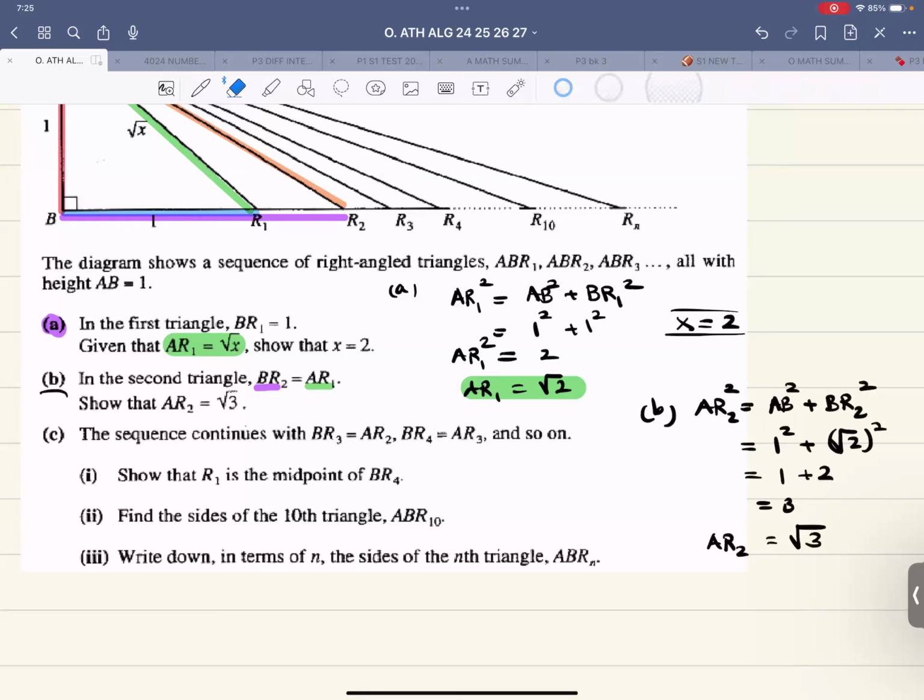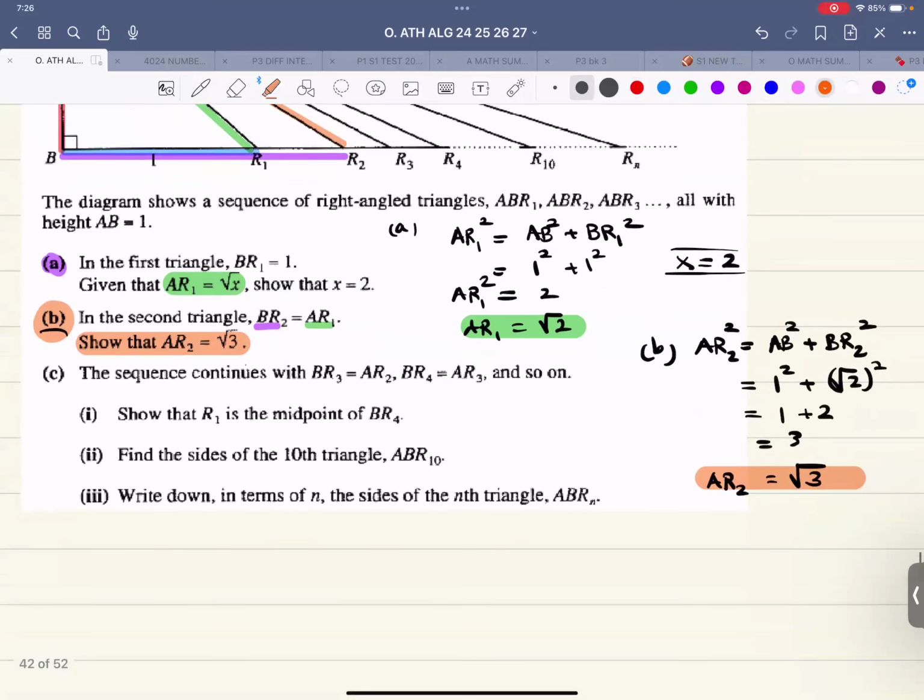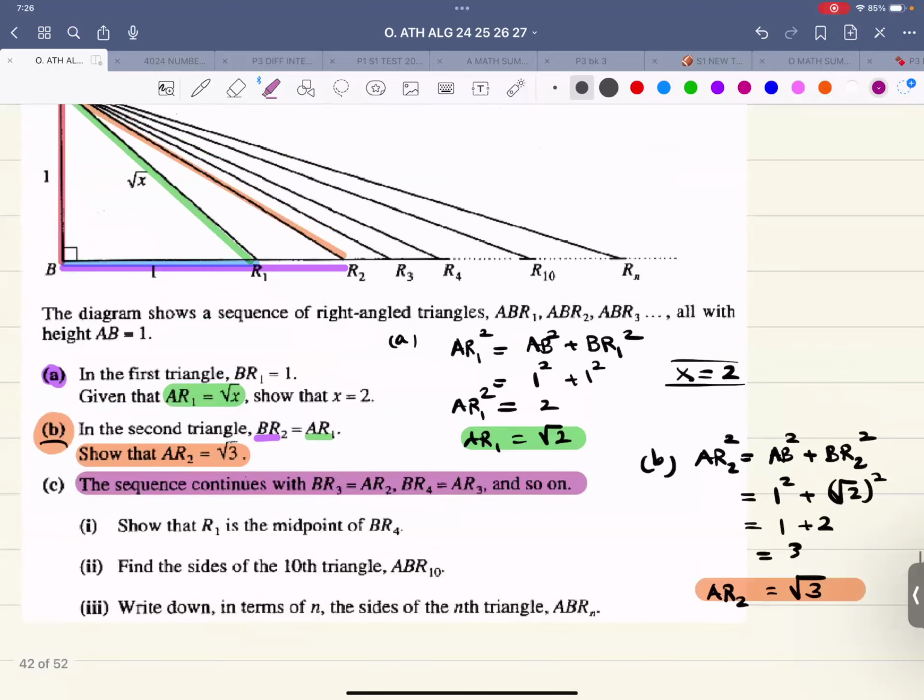Let me write it very clearly so that there is no confusion. So therefore, I have proven the fact that in part B, the orange part, this one, show that AR2 is root 3. So this thing is also done. So two applications of Pythagoras theorem. Now it says the sequence continues. And what happens with this sequence? The sequence continues with BR3 is AR2. So now the new base, BR3, is the same thing as the previous hypotenuse, and so on.